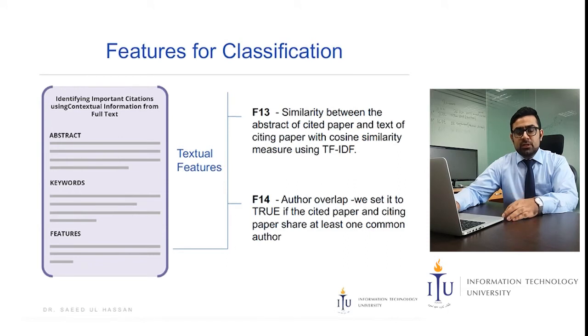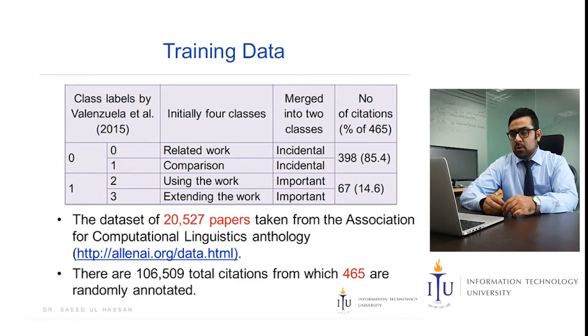So using these 14 features, we trained our model, and for the training, we used the same dataset as used by Valenzuela in his paper published in AAAI. There you can see that they start off with 4 different classes of citations: related work, comparison, using the work, or extending the work. And then they end up combining related work and comparison into one class as incidental or non-important, and using the work or extending the work into one important class.